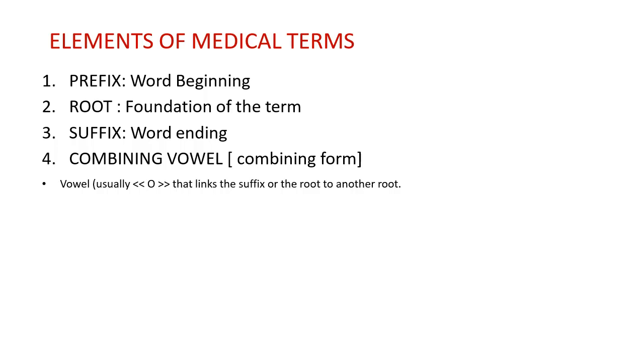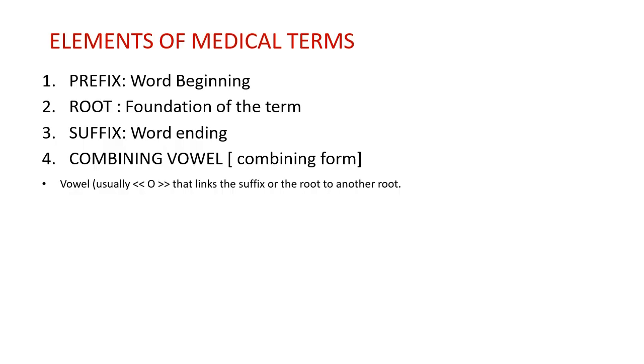The root is the main or essential meaning of the term, the foundation of the term. Hypertension: tension, meaning pressure, is the main meaning. If you use hypo or hyper alone, it's not understandable. Not everyone will understand what we want. But hypertension, because we said tension, everyone will understand. So it is the root. Sometimes we have the suffix. It's the ending. It also has some meaning. We will have examples on this later.